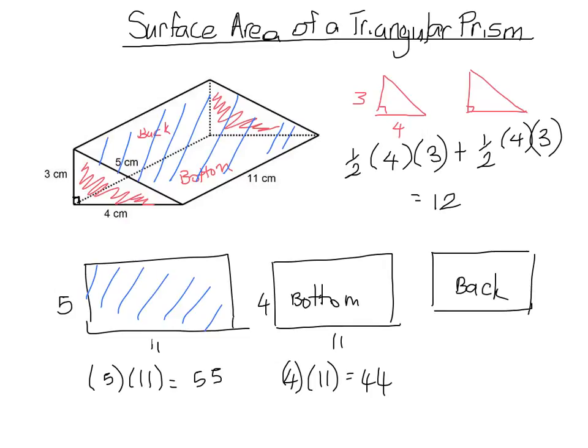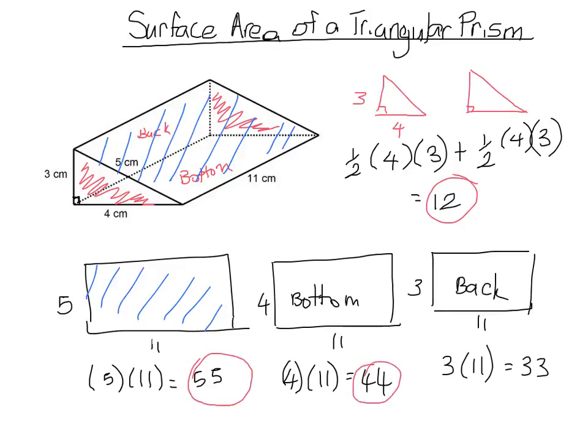We're looking at this rectangle, the one that's 3 by 5. Sorry, 3 by 11. All right, so when we do the surface area of that, we get 3 by 11, which gives us 33. So now we have our two triangles, or front slanted face, or bottom, and the back.